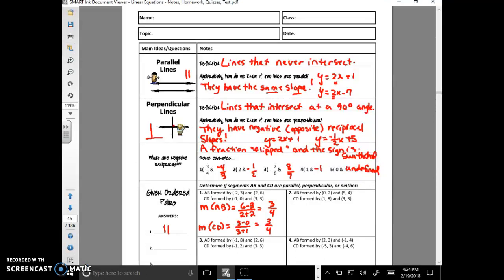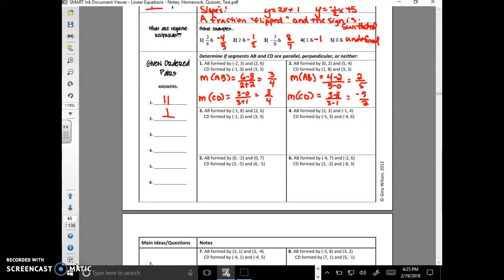Let's try number 2. Slope of AB. So we're going to say 4 minus 2 over 5 minus 0. So 4 minus 2 is 2, 5 minus 0 is 5. Let's find the slope of CD. Equals 3 minus 8 over 3 minus 1. So 3 minus 8 is negative 5 over 2. So this one's 2/5, this is the opposite sign. Let's see if this is a reciprocal. Absolutely. So that means it's perpendicular.